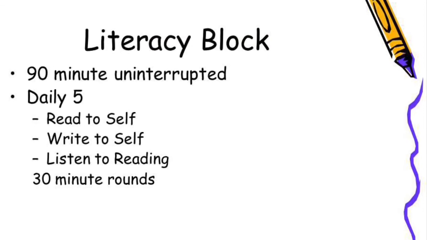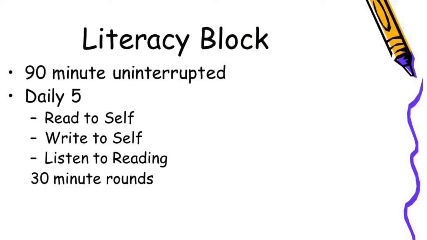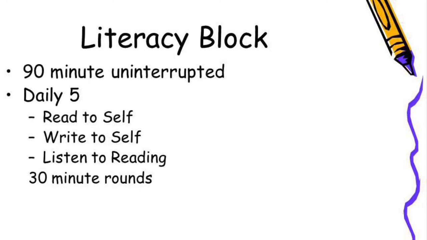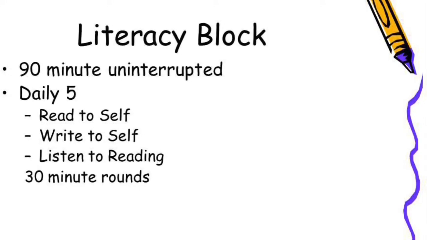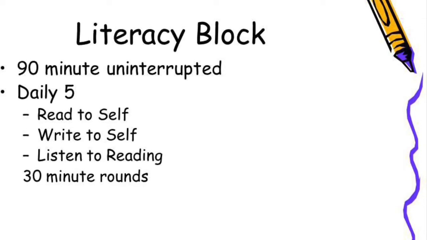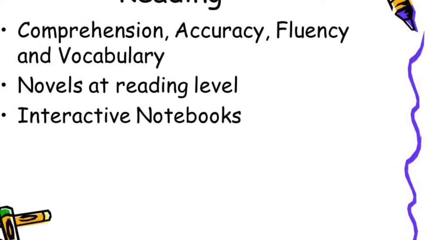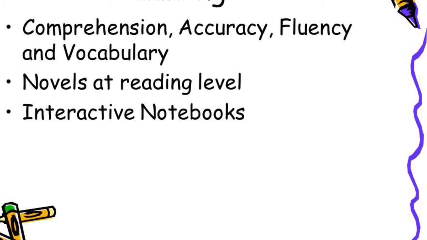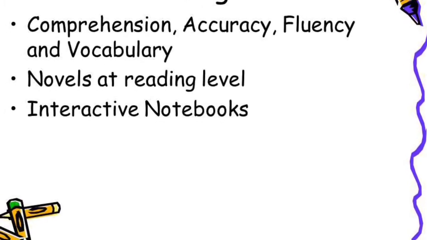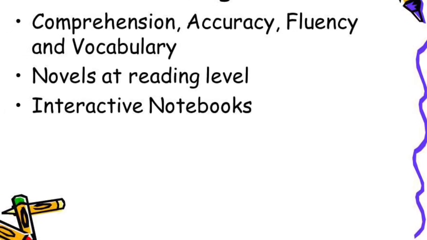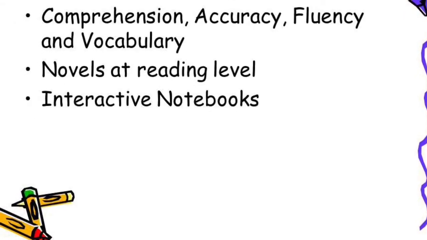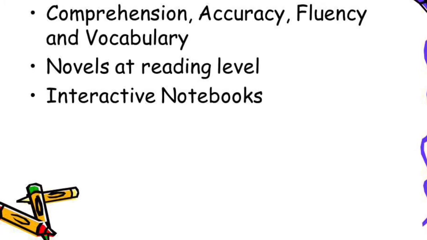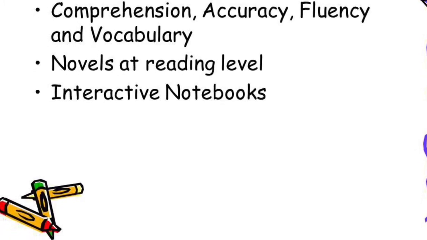Literacy block. The students will have a 90-minute uninterrupted literacy block. During Daily 5, the students will read to self, work on writing, and listen to reading. The rounds will be about 30 minutes each. During reading, the students will work on comprehension, accuracy, fluency, and vocabulary. We'll be meeting with them either individually or in reading groups. During this time, they will keep an interactive notebook with all the strategies that they have learned.